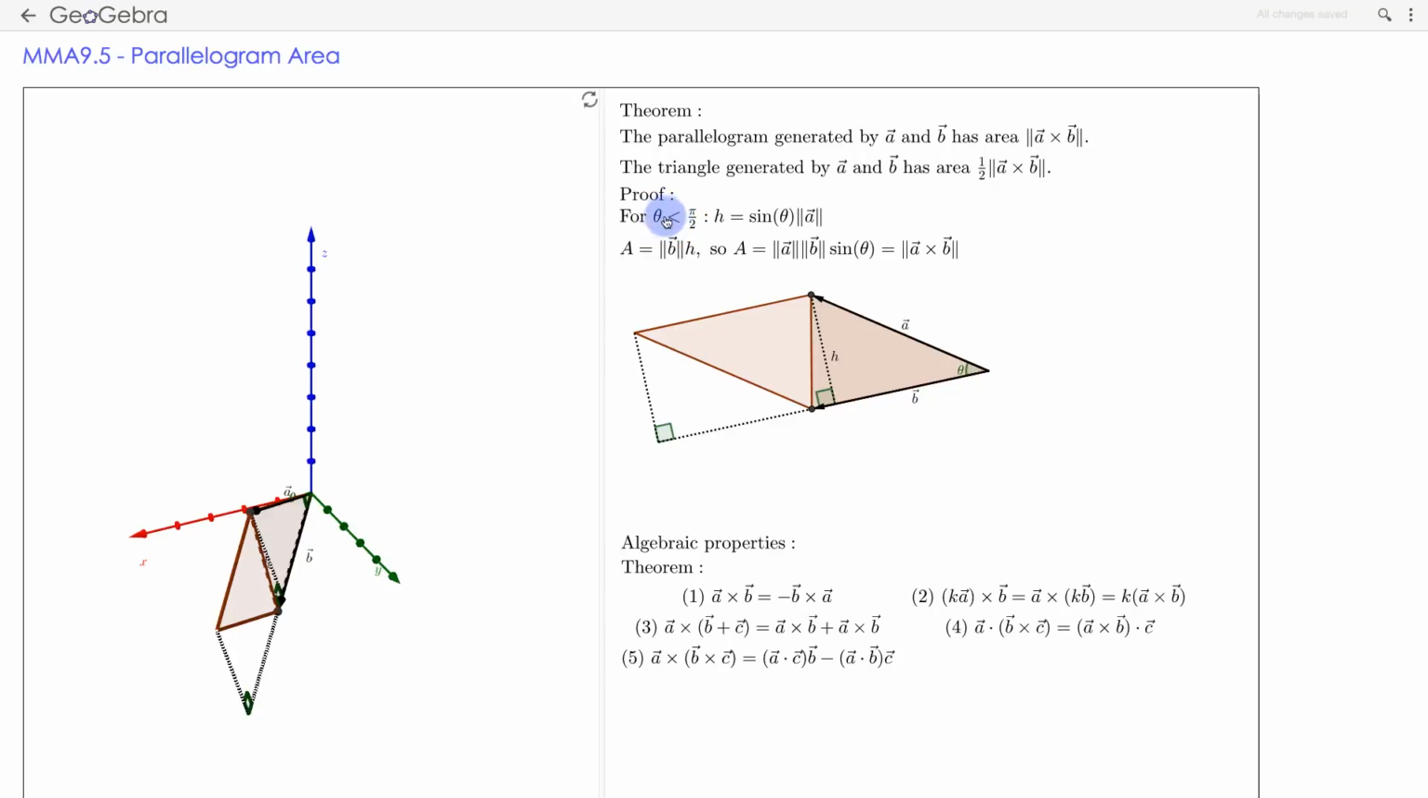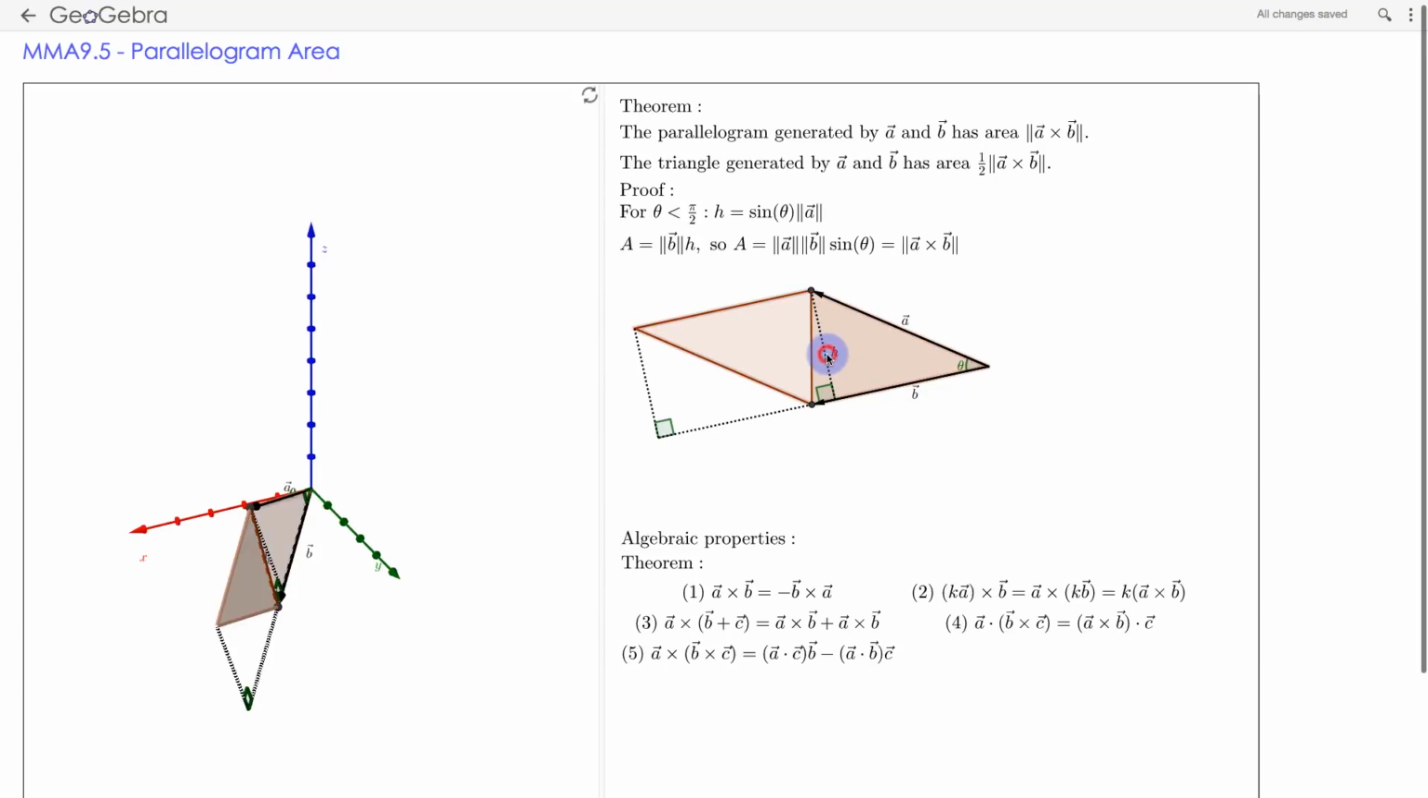So we start out with an angle less than pi half. Then this h I have here is, by normal trigonometry, just sine theta times the length of A, right? It's just taking this and then multiplying by sine of the angle. Then you get this height h.